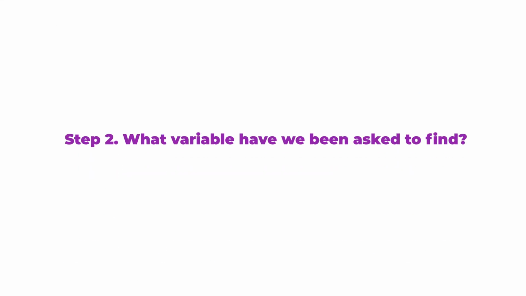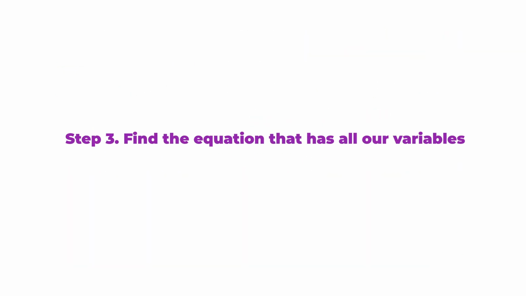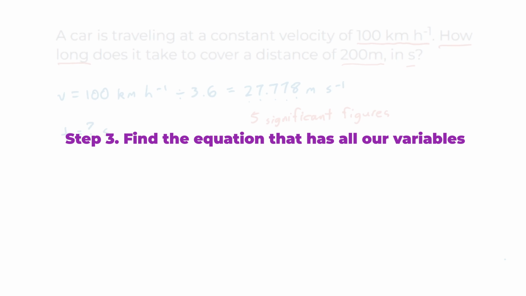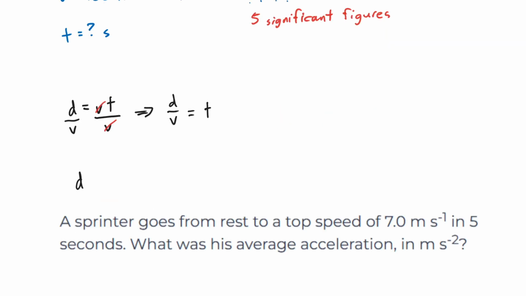Step 2. What is the variable that we want to find? We want to find time, or t, and we want the answer in seconds. So t is equal to question mark in seconds. Step 3. Find the equation that has all of our variables. Again, this will be the same equation, d equals vt, but we need to rearrange it for t. To do this, we simply divide both sides by v to get t on its own.